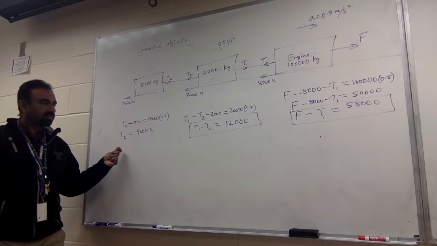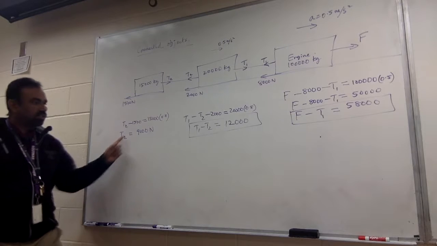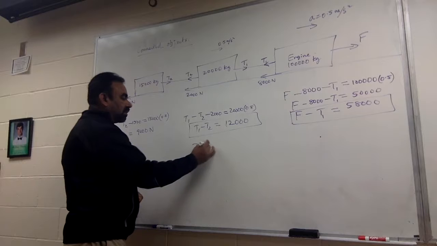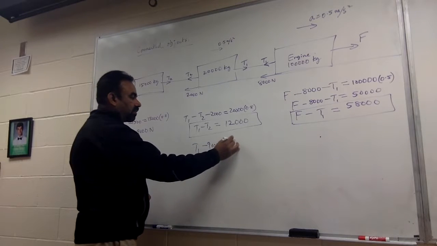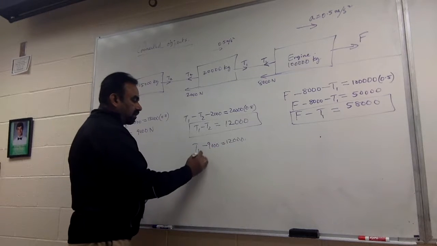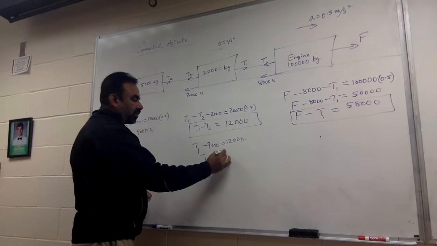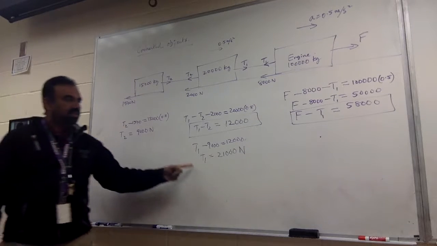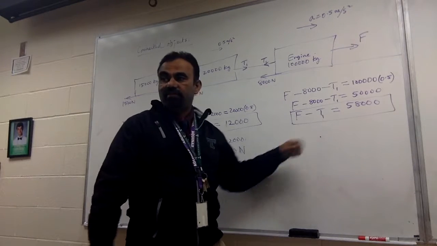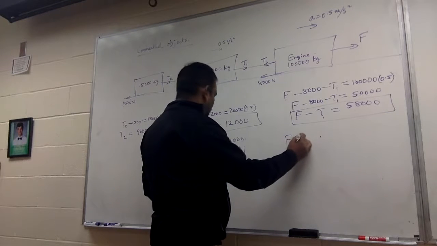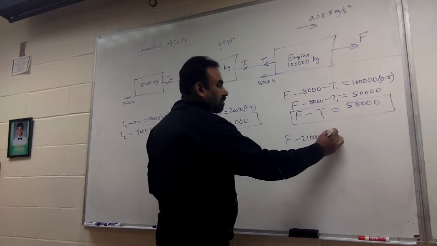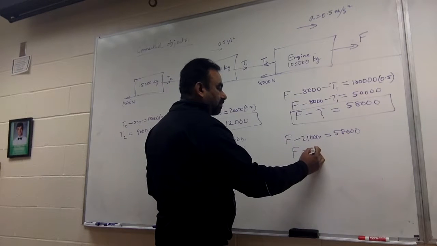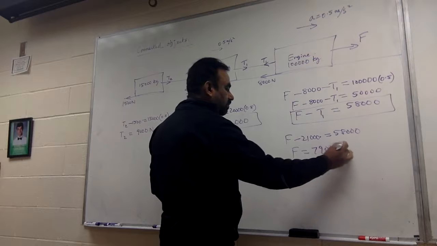So we solve for T2 right there. Now what do we do? Bring the T2 and substitute it here. You can get T1. So what is T1? T1 minus 9,000 is equal to 12,000. So T1 is equal to 21,000. And then put the T1 into this equation, we get F. So F minus 21,000 is equal to 58,000. So F is equal to 79,000.